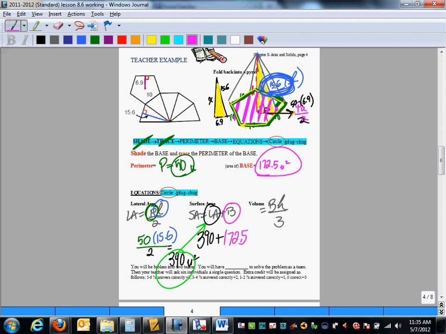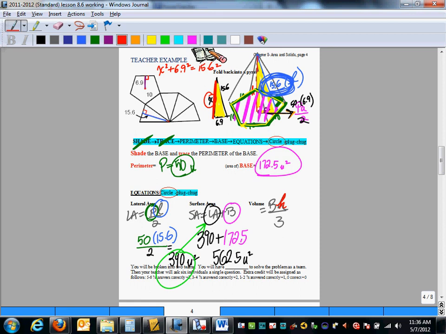David, what'd you get? Yes, sir. 562.5 what? Units squared. Good. Now look really close here, guys. Do you see there's an H here? Do you have your H? Yes or no? No. So now you have to start figuring that out. It's x squared plus 6.9 squared equals 15.6 squared. Go. I will call on someone for the height again in about 15 seconds.